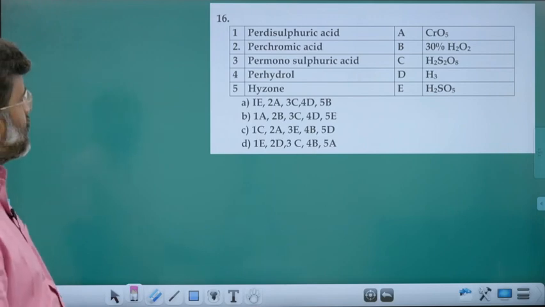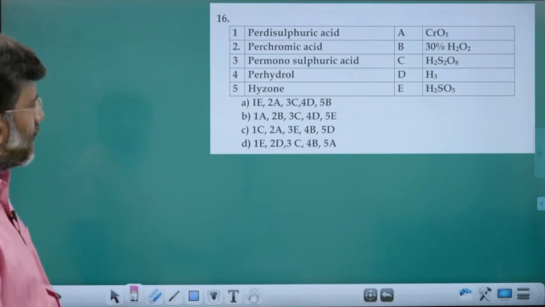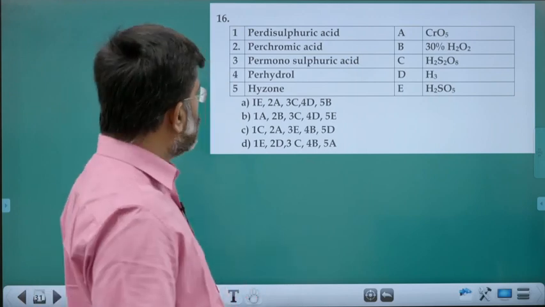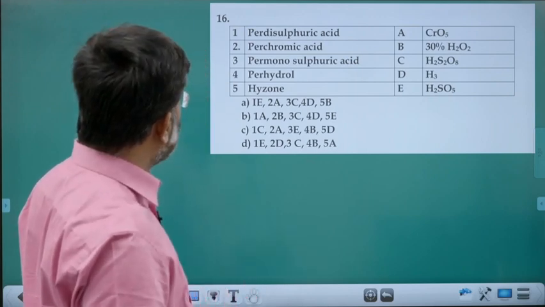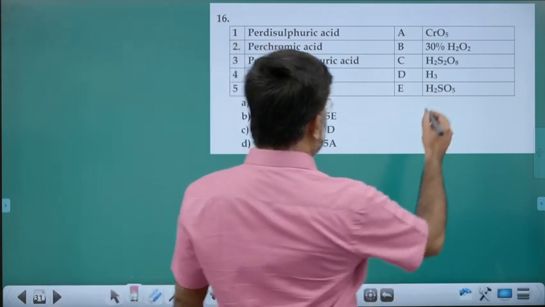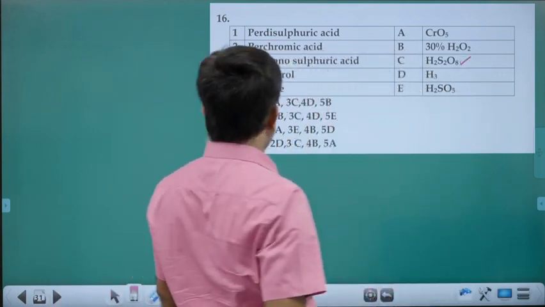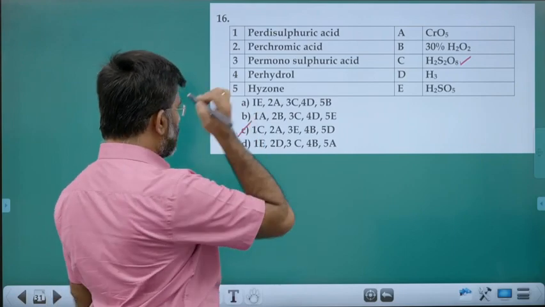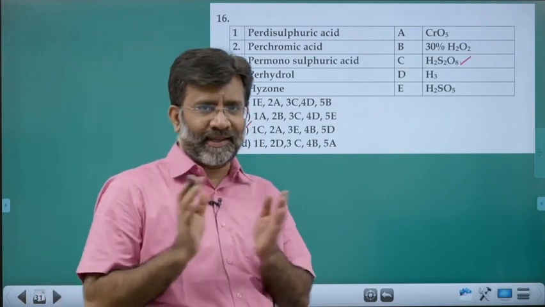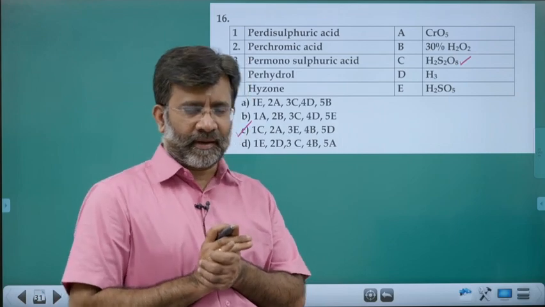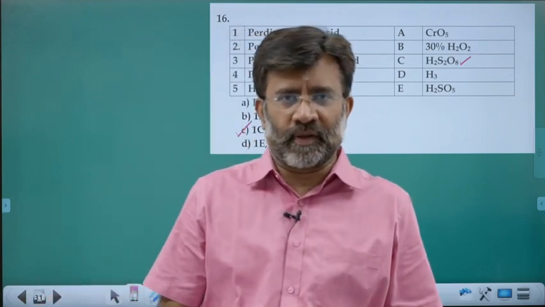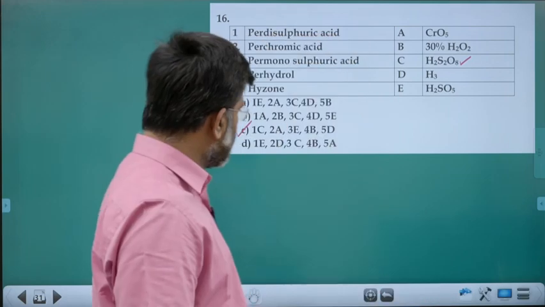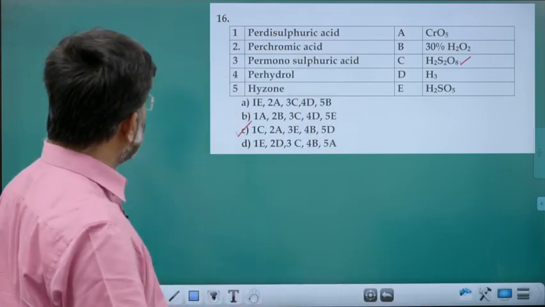Per disulfuric acid means peroxo disulfuric acid. Peroxo disulfuric acid is option C. This is peroxo disulfuric acid. So 1 with the C, straight away you get your answer. If you know what is peroxo disulfuric acid, you get your answer. Right? Remaining, let us check. 2A, is it correct?